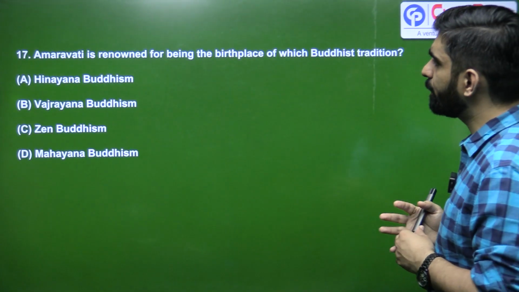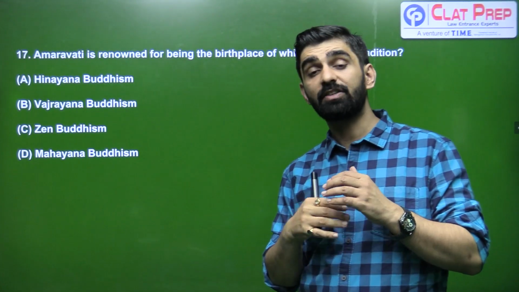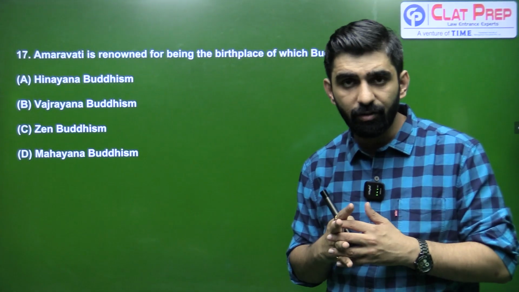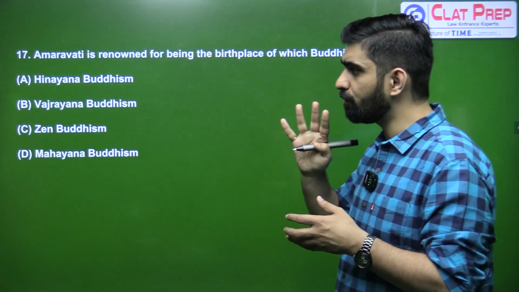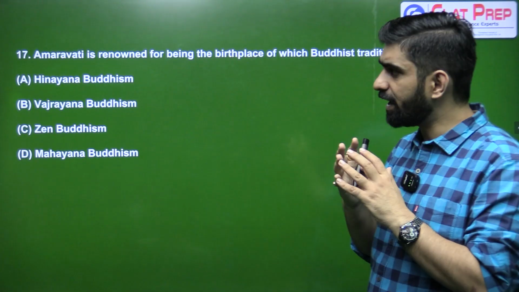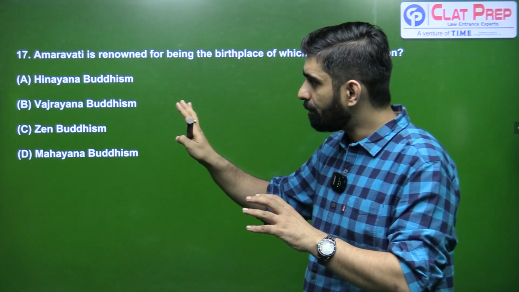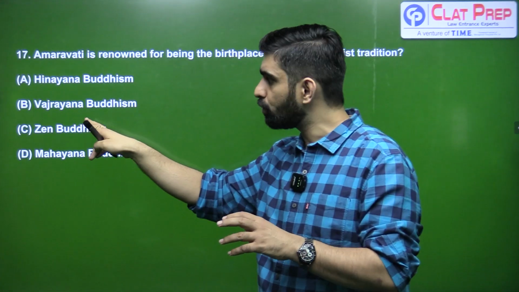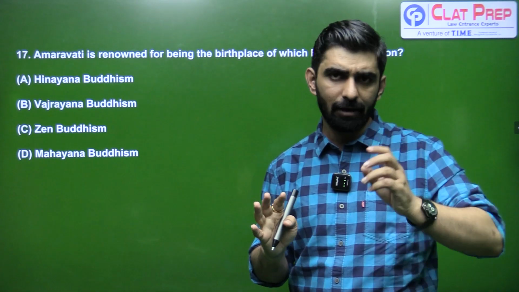Amravati is renowned for being the birthplace of which Buddhist tradition? The ancient city of Amravati is famous for being the birthplace of which form of Buddhism? We have discussed that there are 2 major forms of Buddhism, Mahayana and Hinayana. These are the 2 basic schools of Buddhism. Apart from it, there is this Tantric school known as Vajrayana Buddhism, and then we have a Zen Buddhism school also, which basically developed in the country of Japan only.